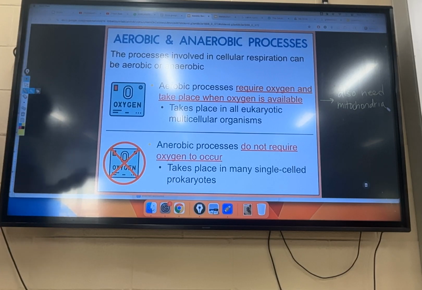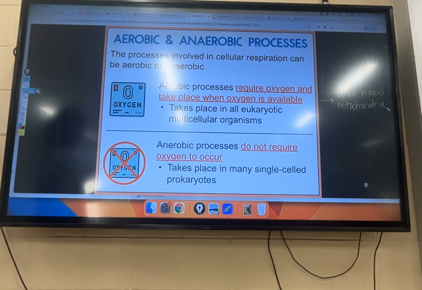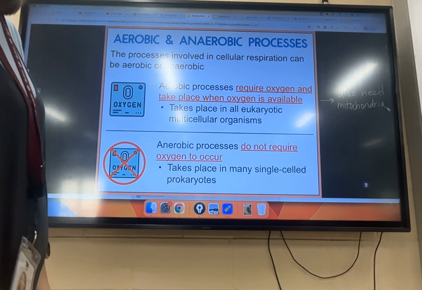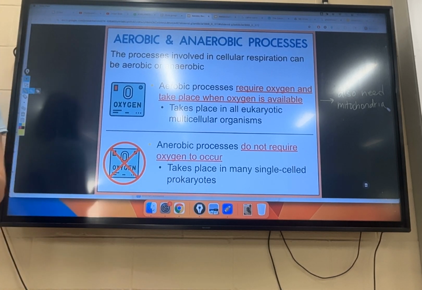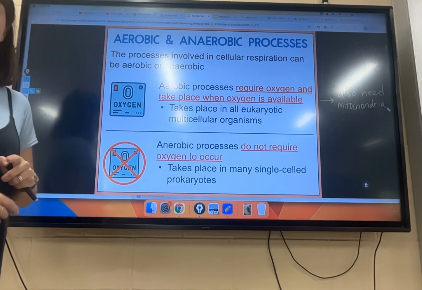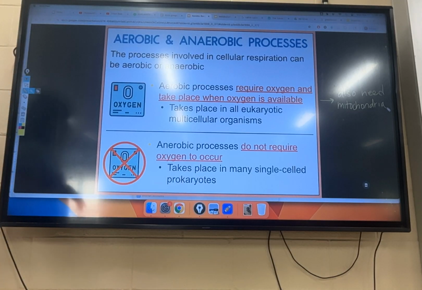Other organisms can still break down glucose. Why would they still need to break down glucose? Because every cell needs energy, usable energy. Every cell needs ATP. And so other cells can still use glucose and break it down to make ATP. They just do it a little differently. This is not going to be nearly as efficient. We don't get nearly as much ATP out of these processes.